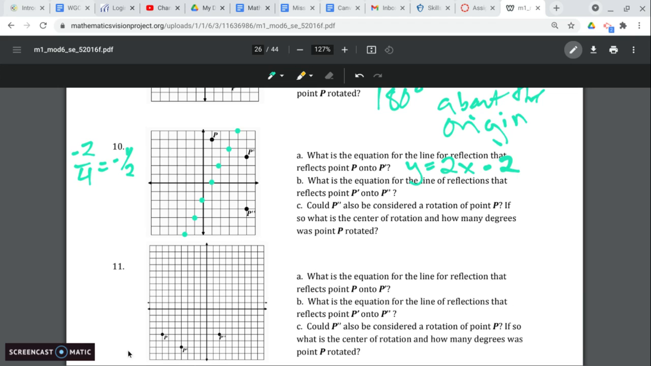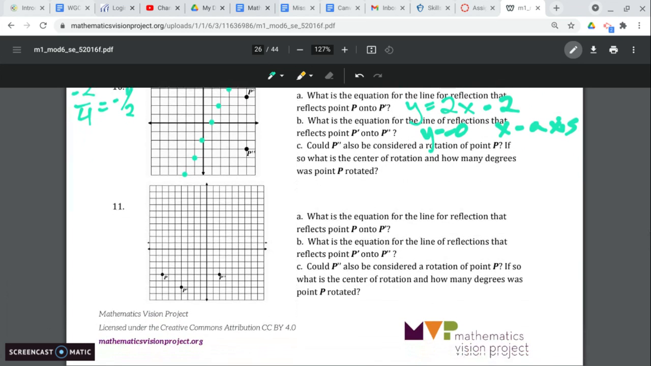So that's the same thing that you're going to do for 11. Now for part B on this one, what's the equation for the line that reflects P prime onto P double prime? Well, once again, it's y equals 0 for the x axis. And then lastly, you'll figure out what that rotation is. So I'm going to leave that one for you so you have a few more to think through.